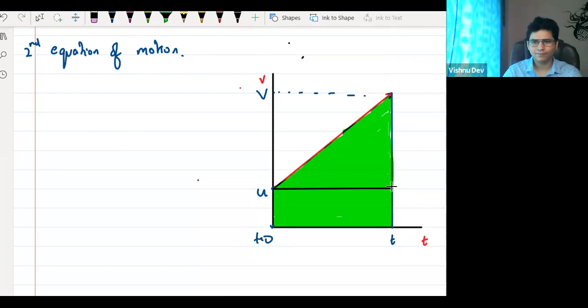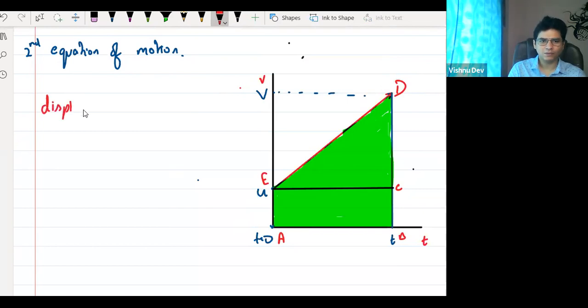I divide it like this, okay? So this is basically two figures. Two figures are formed. So I will write it like this. Suppose this point is A, this point is B, this point is C, this point is D, this point is E. So tell me, can I say, sir, displacement is equal to area of trapezium ABCDE, yes or no?